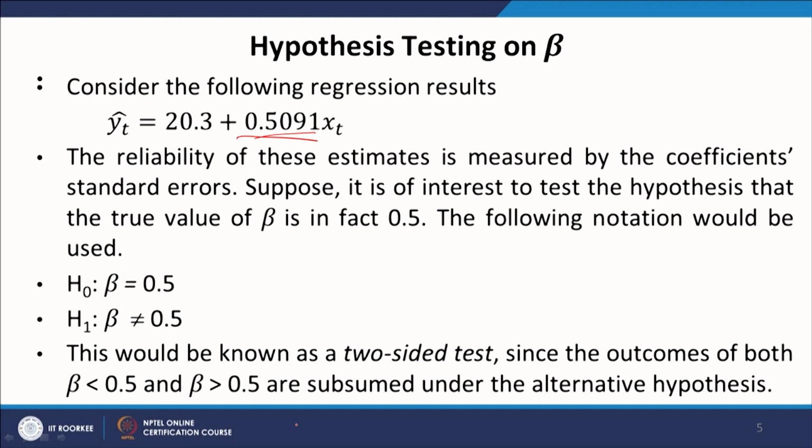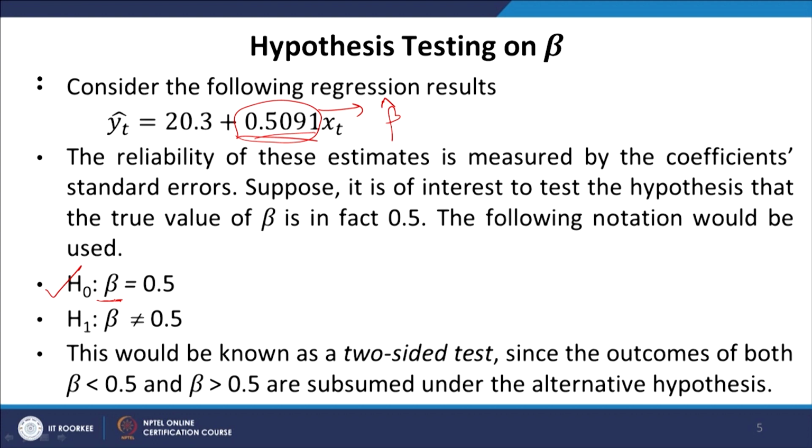Suppose it is of interest to test the hypothesis that the true value of beta is in fact 0.5. The following notation would be used. This is how we write a null hypothesis, H naught: beta equals 0.5. Note that though we are working with the estimated parameter, 0.5091, which is denoted by beta hat, the null hypothesis is for the population parameter and not beta hat, its estimated counterpart. And H1 is the alternative hypothesis, which is beta not equal to 0.5.